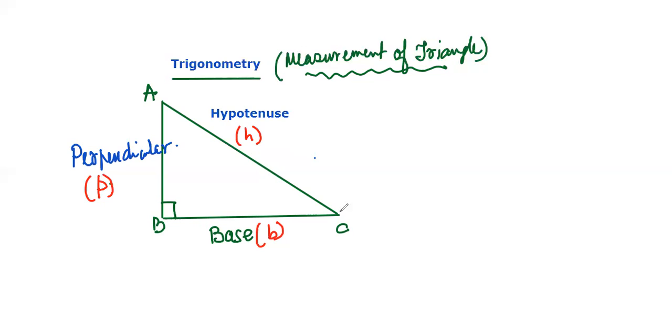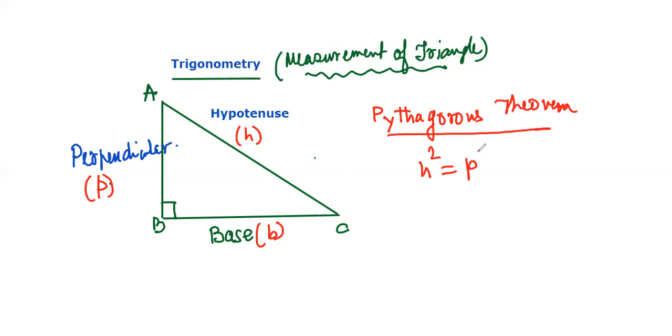From your earlier knowledge, you know that according to Pythagoras theorem, hypotenuse square equal to perpendicular square plus base square. So that is very, very important over here. Now suppose we consider this angle over here to be, say, theta. So this angle I consider to be theta.